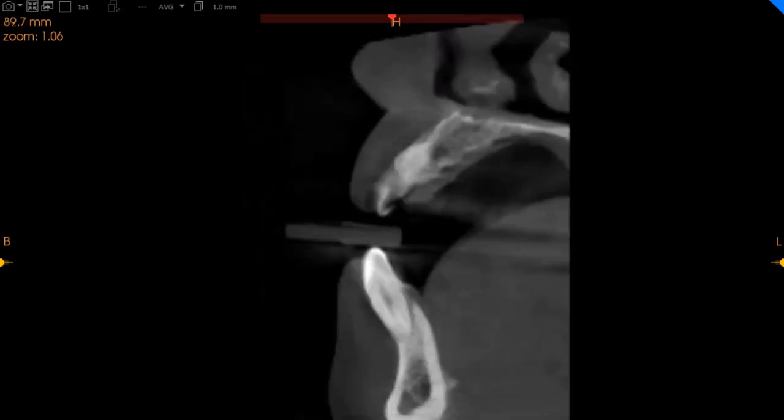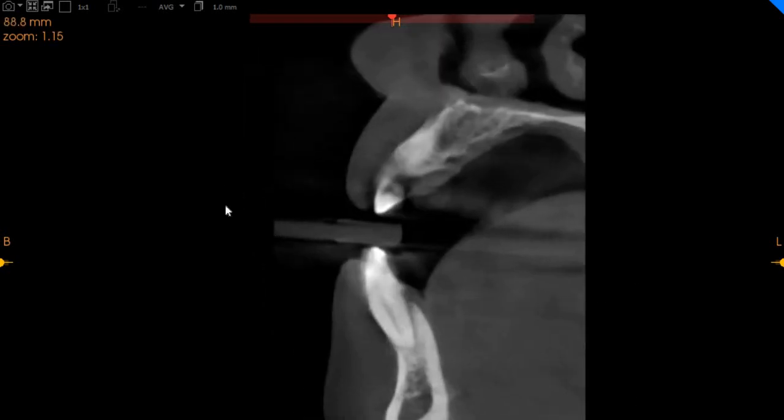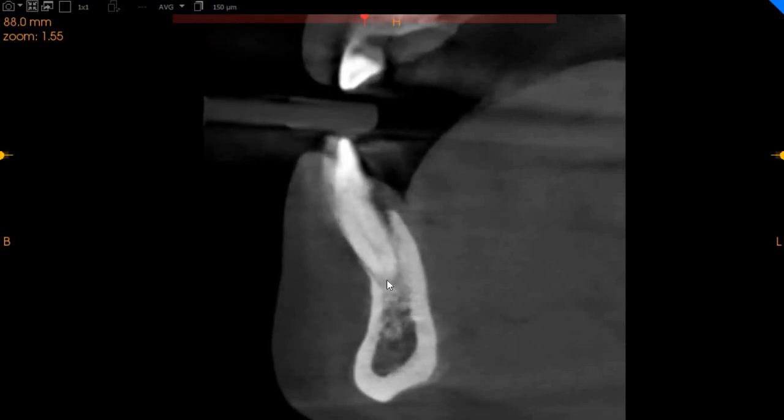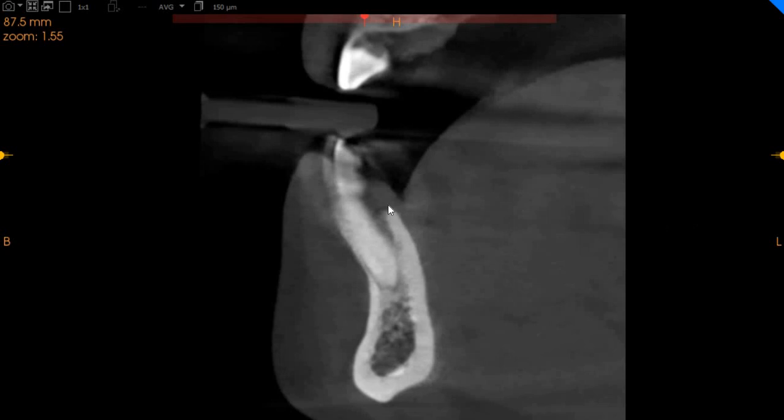Now moving to the lower right canine, as you can see, the patient has significant periodontal disease, and here also we can very clearly see we don't have periapical radiolucencies around the canine, but we do have significant bone loss lingually as well as buccally around the canine and the lower anteriors.